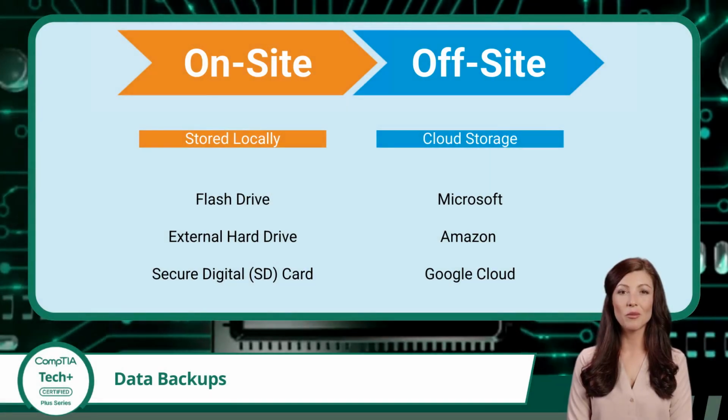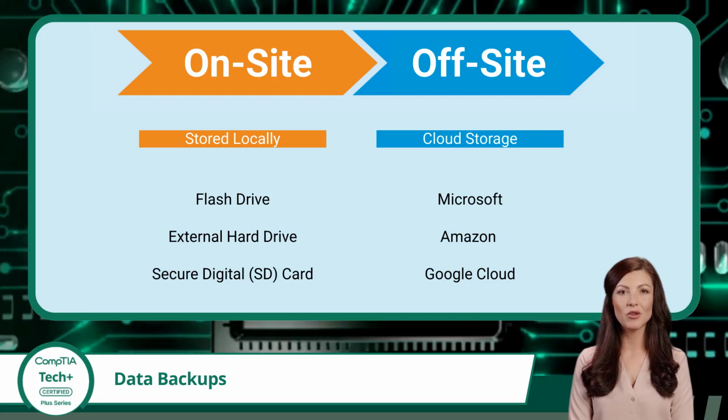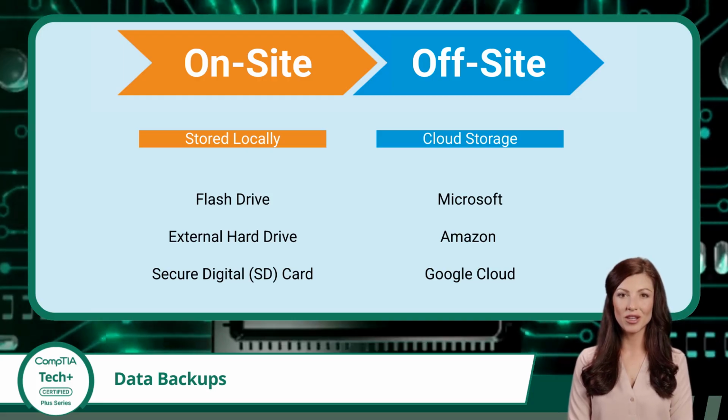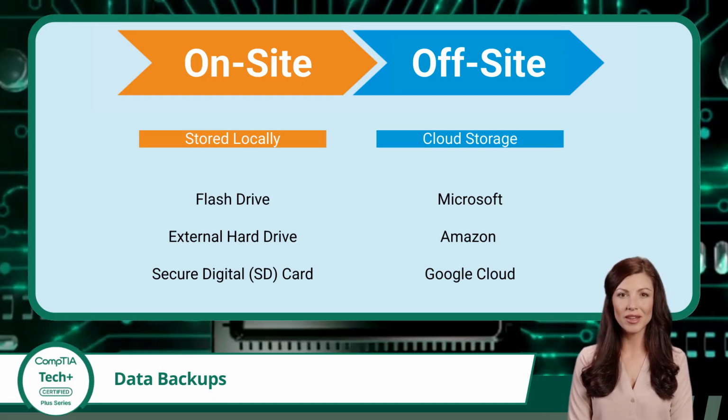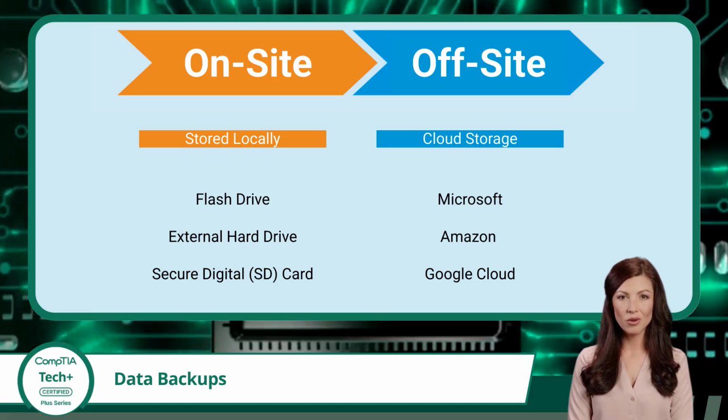Now let's talk about where backups are stored. There are two main categories: local storage and cloud storage. Local storage means saving your backup to a physical device you own or control, such as a flash drive, an external hard drive, or an SD card. These backups are usually quick to access and don't require an internet connection. That's what we call offline availability. But if the device is damaged or lost, the backup goes with it.